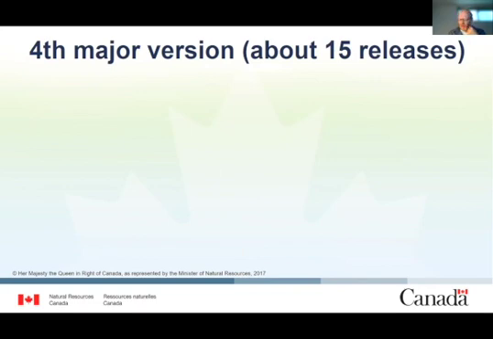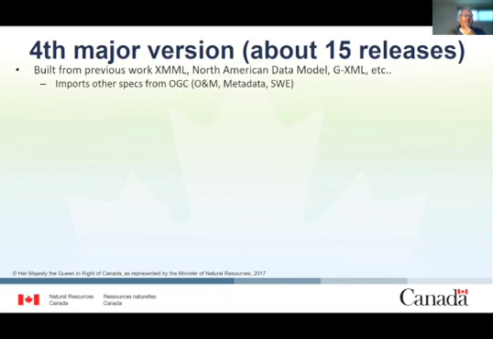So right now we are at the fourth major version, but we had about 15 releases. It's built on previous efforts such as the XML from Australia, the North American data model, which is a joint collaboration from Canada and the US, GeoSciML from Japan, and we also imported other work from OGC, so observations and measurements, metadata, sensor web enablement, which provided us the way to structure numerical data types.